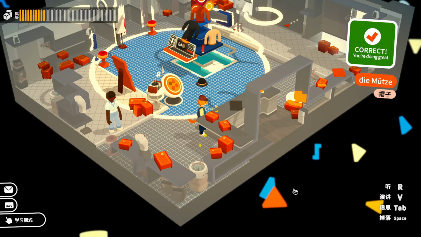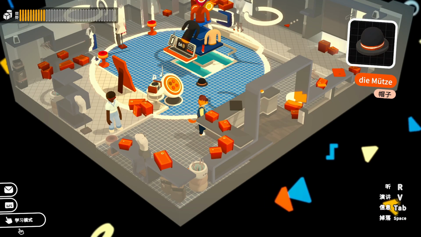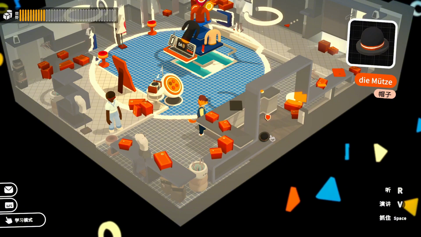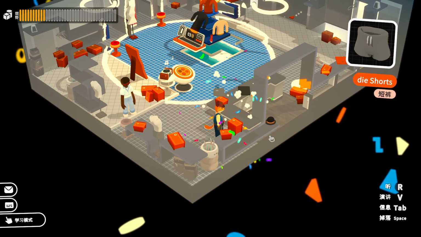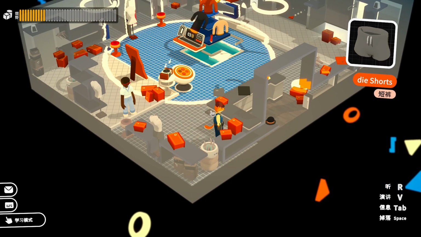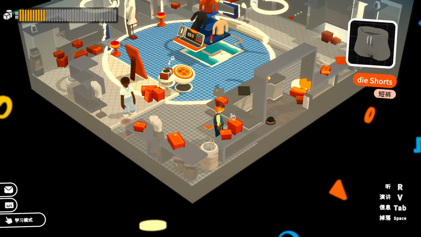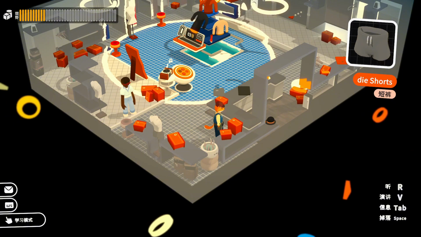So 5 nouns in this game build one learning round. After learning 5 nouns, you cannot interact with other noun boxes, and the boxes also turn gray. Die Shorts. Let's first finish the learning.